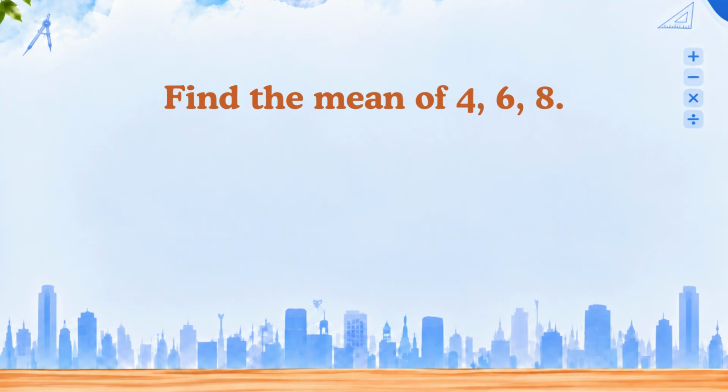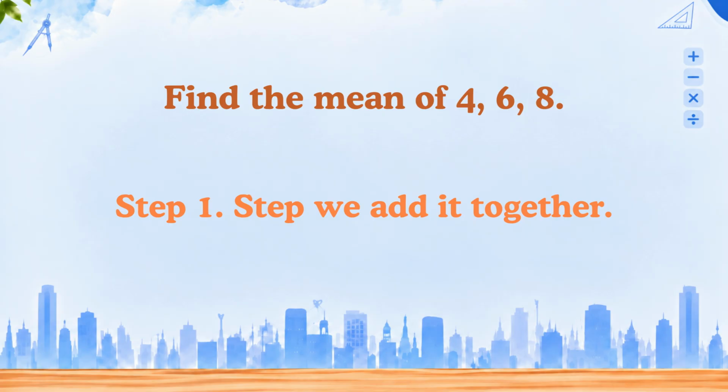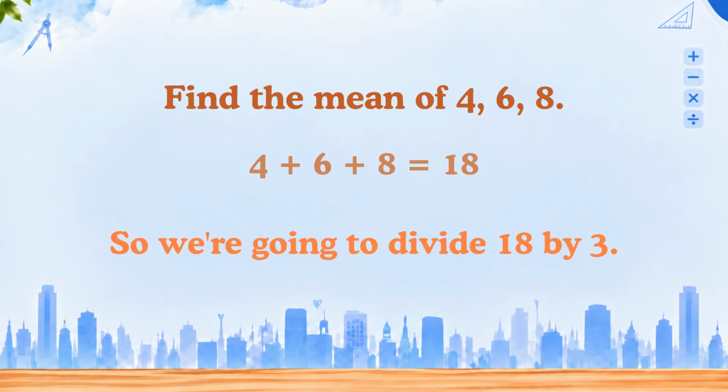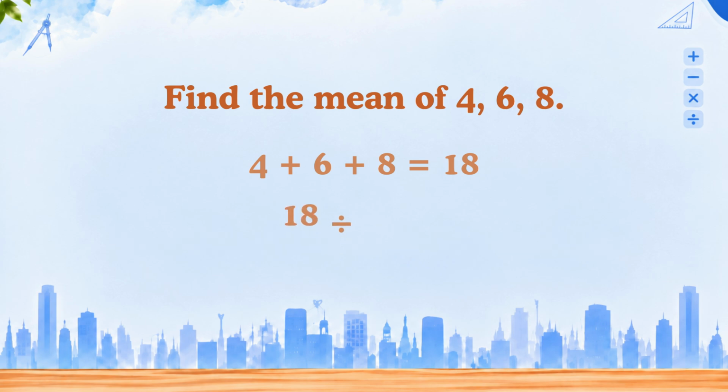Find the mean of 4, 6, and 8. Step 1, we add it together. 4 plus 6 plus 8 is 18. And we have 3 numbers. So we're going to divide 18 by 3. So 18 divided by 3 is 6. So the mean is 6.